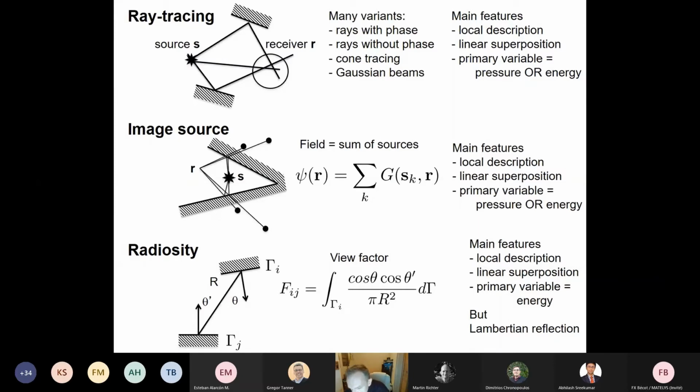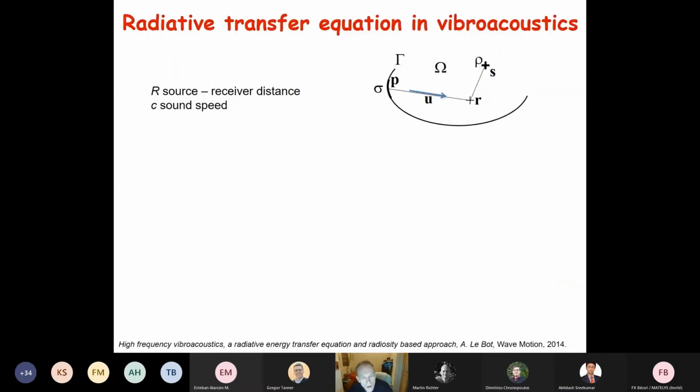The main features of this approach are that we have a local description and linear superposition, but the primary variable is only energy. And also, the reflection is limited to Lambertian reflection. That's important. So now let's turn to the radiative transfer equation.